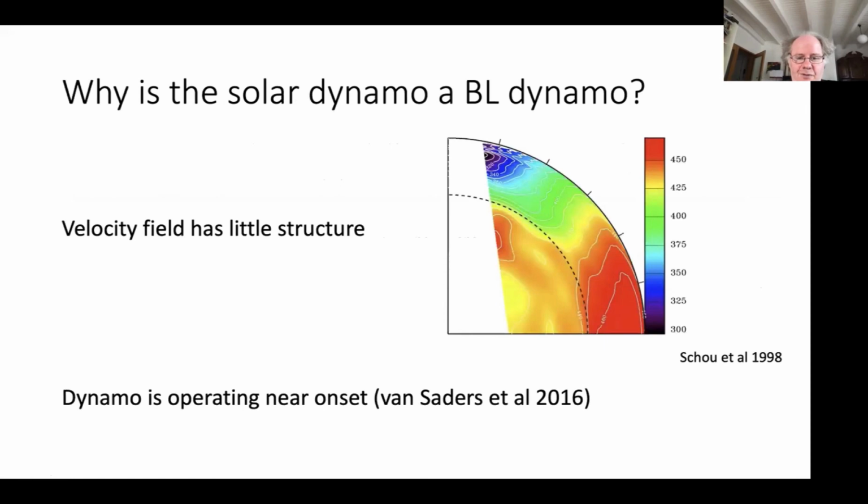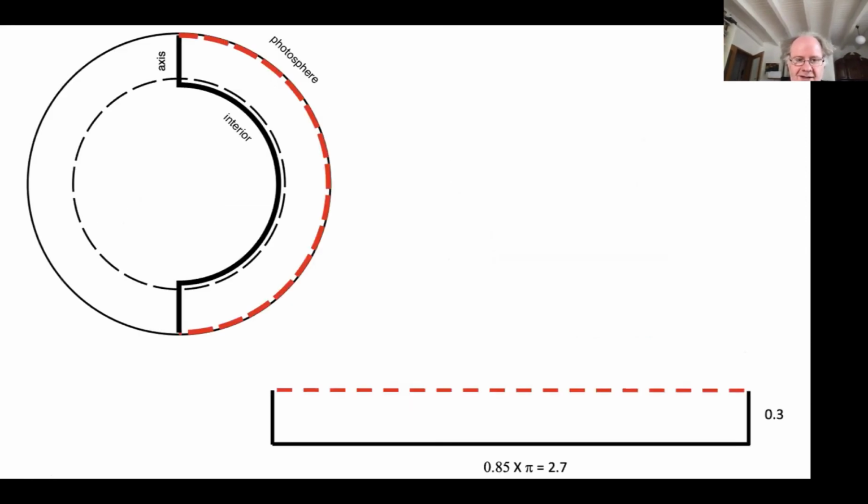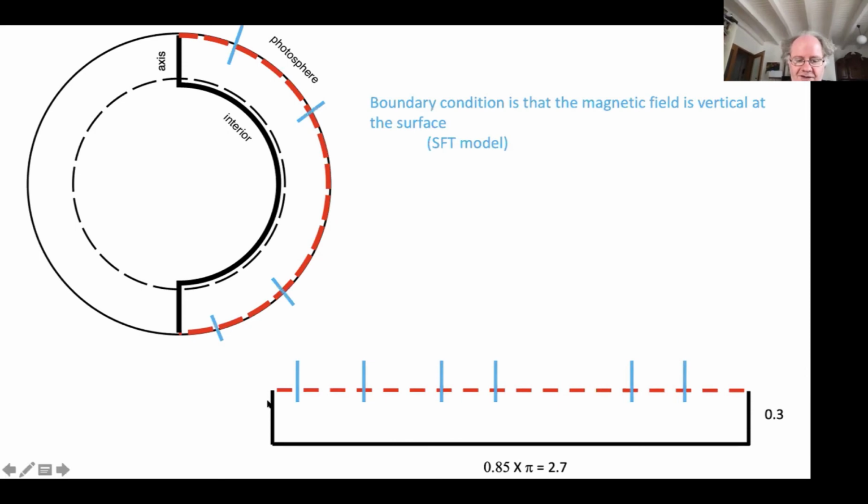So I'm just going to finish by saying, why is the solar dynamo a Babcock-Leighton dynamo? I think I've tried to argue it is from observations very strongly. And the reason why I think this is the preferred solution is if you look at the velocity field, then it's basically featureless. This is more or less a desert. All we have is essentially latitudinal and radial differential rotation. The dynamo is operating near the onset of dynamo action. The boundary condition is that the field is vertical at the surface. This is coming from buoyancy and pumping.